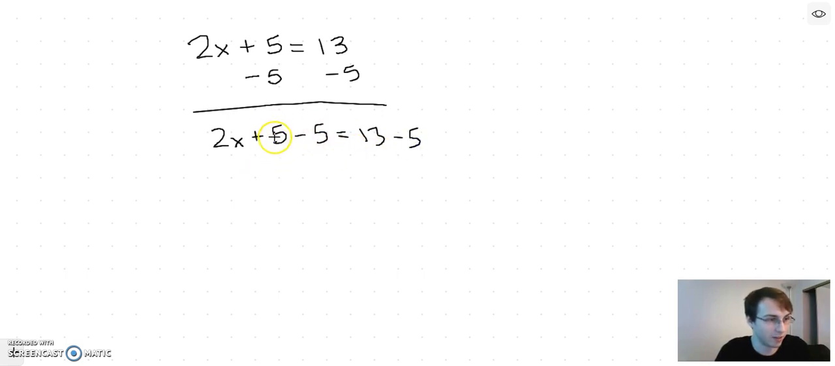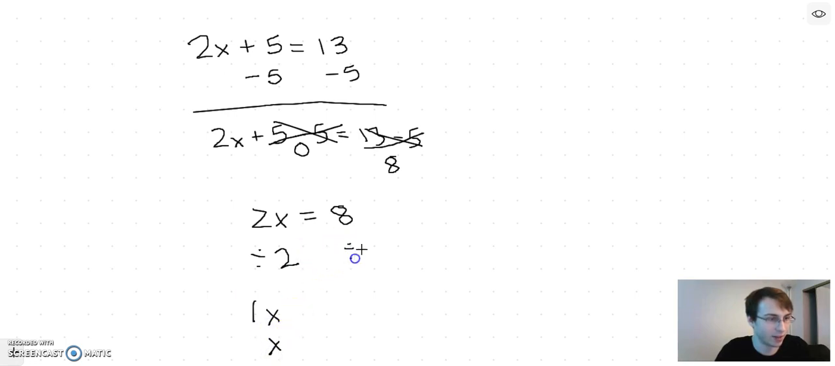So plus 5 minus 5, this cancels out. That becomes 0. And then this becomes 8. So we've got 2x equals 8. And then we can divide both sides by 2 to turn this into just x by itself. Because 2 divided by 2, that's going to be 1x, which is the same thing as x. And divide this side by 2 also, because you got to do the same thing to both sides. 8 divided by 2 is 4, so x equals 4.